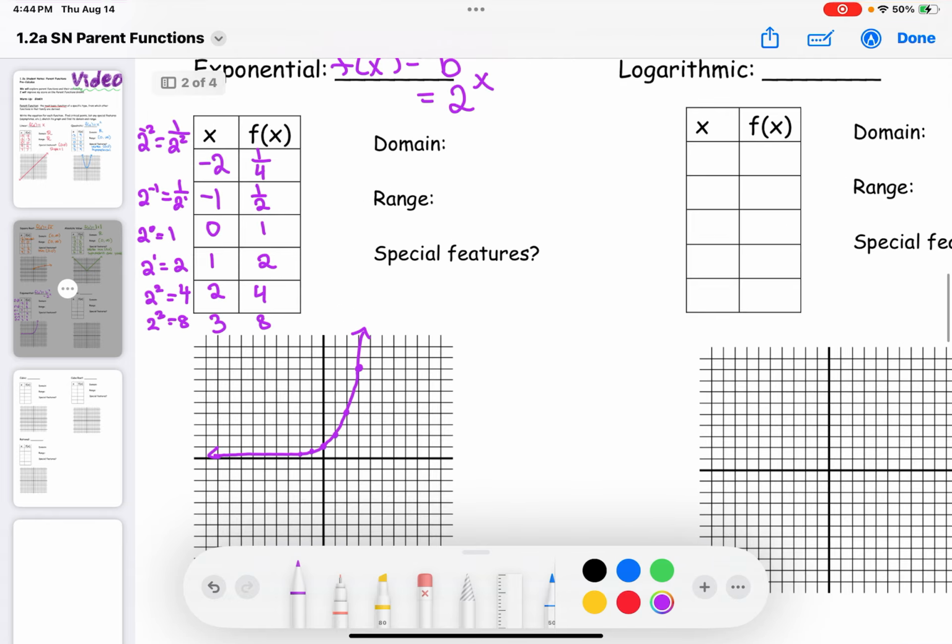So for the domain, we can use positives and negatives. It is all real numbers. The range here is 0 to infinity. Infinity is always a parenthesis. This 0 here, we never equal 0. The range, the y, does not actually equal 0. So from 0 to infinity is your range.